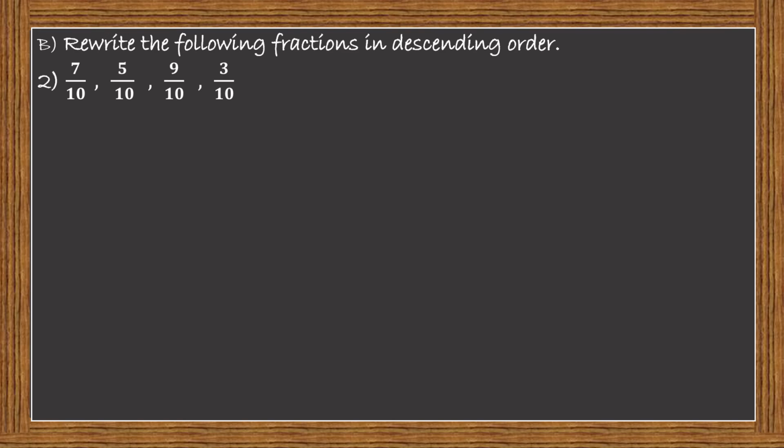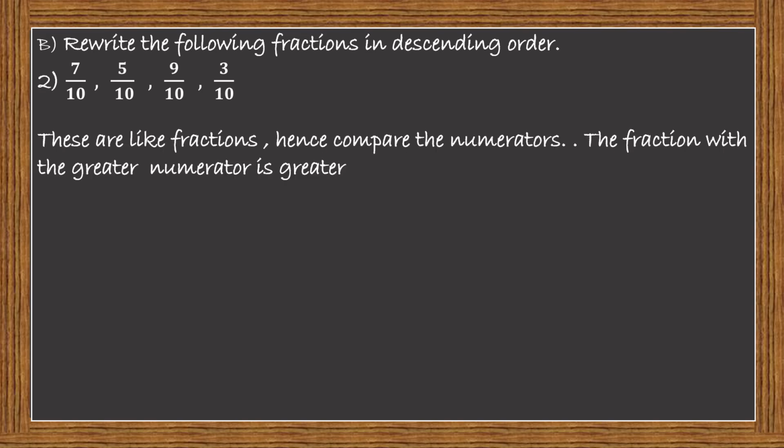Following fraction descending order, example number 2. By observation only you can say that this is a set of like fractions with the same denominator 10. So what does this type of fraction say to us? These are like fractions, hence the fraction with the greater numerator is greater.